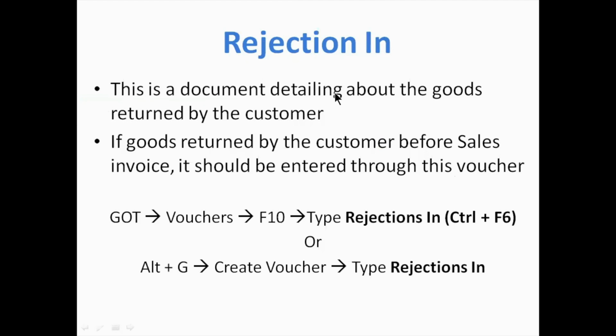This is the document detailing about the goods returned by the customer. Whatever the goods returned by the customer, we have to give each and every stock item details in this rejection in voucher. If the goods are returned by the customer before sales invoice, we use this rejection in voucher. And how to pass this? Gateway of Tally, voucher F10, type rejection in, or press Ctrl F6.